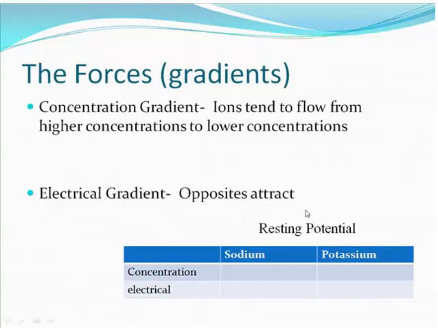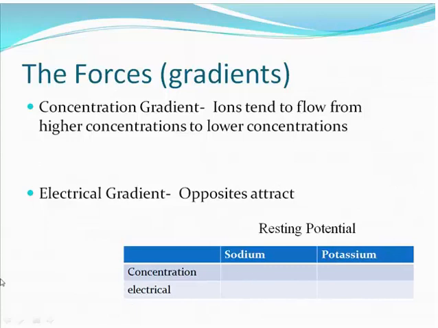Then the electrical gradient is one that a lot of you know about. Opposites attract. That's not really true with humans. We do better with similar, but it's okay. When you think about opposites, just a little bit of differences seems to make things work. But we're talking about ions here. So electrical gradient, opposites attract. The positives are attracted to the negatives, and so on and so forth.